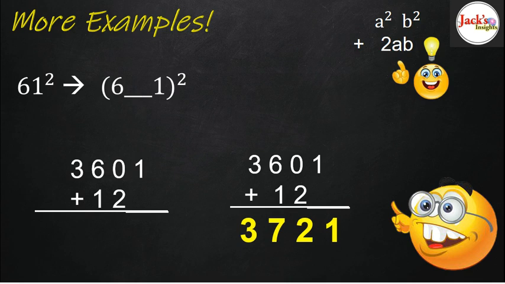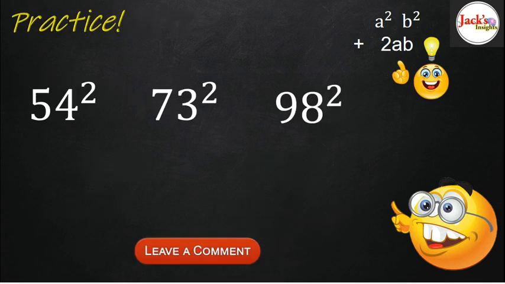So now this time, I will give you some items to practice. Okay? So we have the square of 54, the square of 73, the square of 98. Okay, so you can write your answers down below. So just comment your answers. You can leave your answers as a comment.